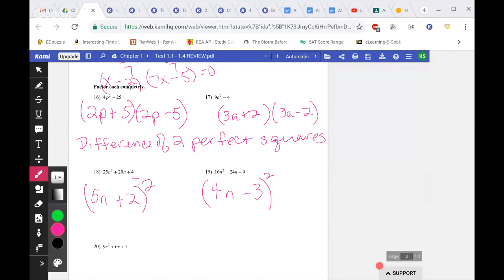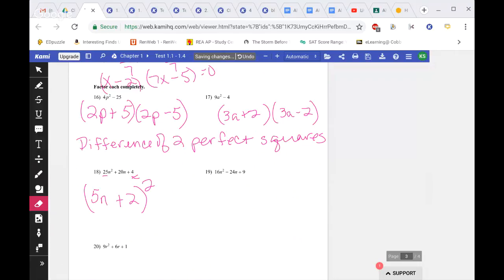So when you have a trinomial, which is what you have here, 3 terms, you want to check your first term and see if it's a perfect square, and your last term and see if it's a perfect square. And 25n squared is a perfect square, with the square root being 5n. And then the square root of 4 is 2.